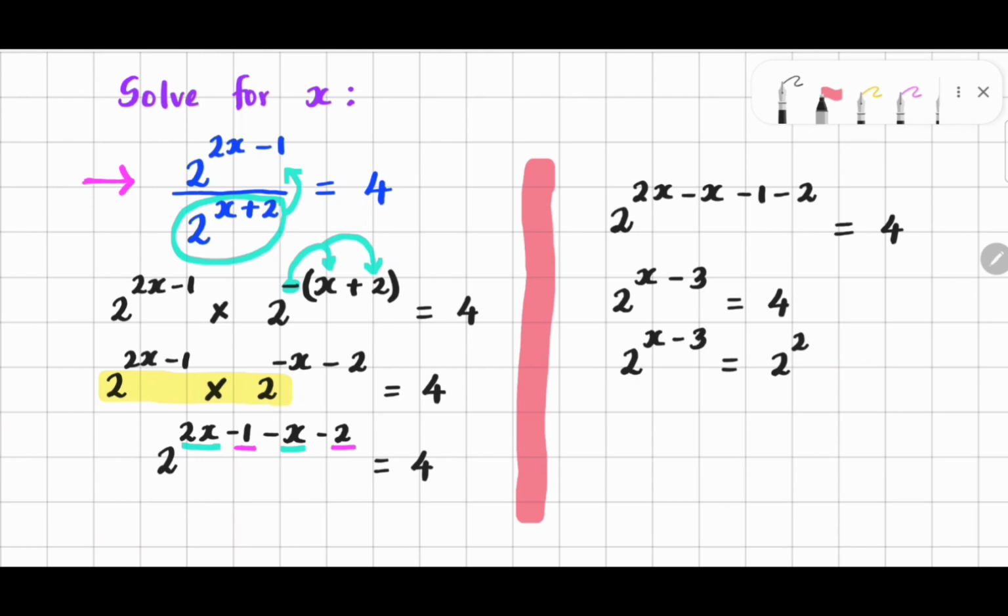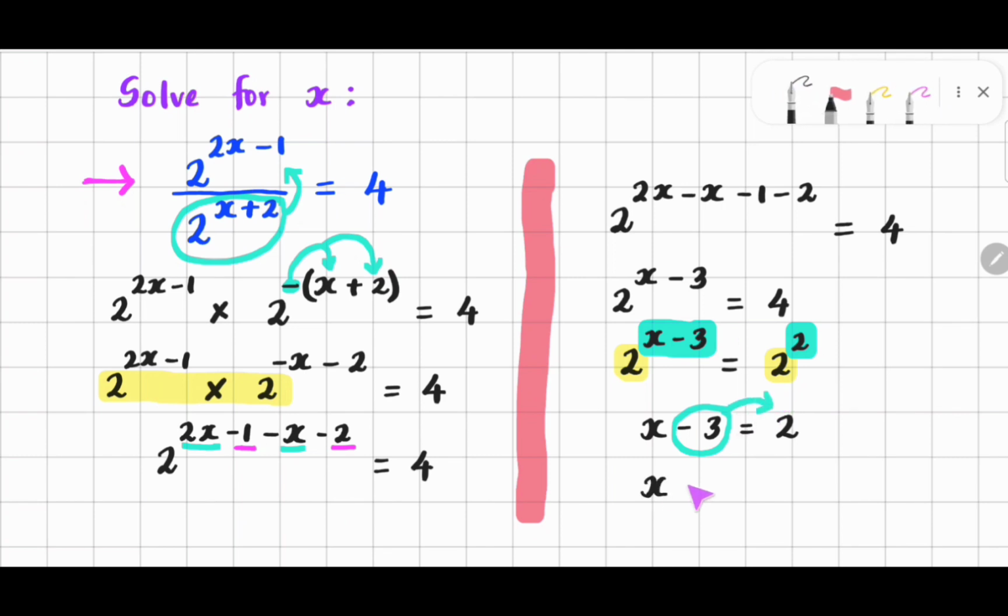Now like the previous problem, since bases are equal, powers are also equal. So we get x minus 3 equals 2. Now if we bring this -3 to that side, it becomes +3, which means x equals 2 plus 3. Therefore, x equals 5.